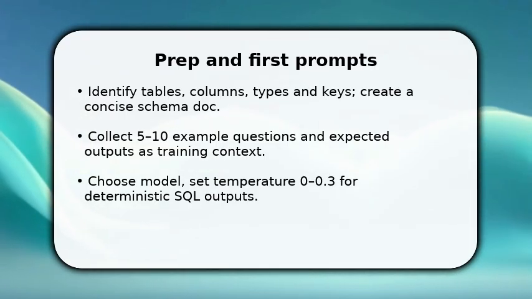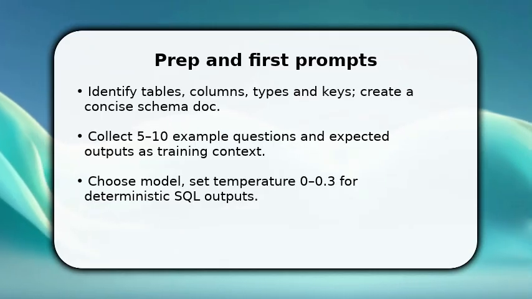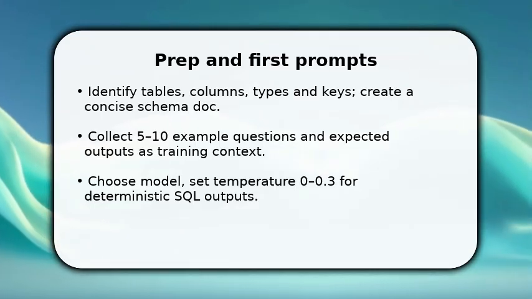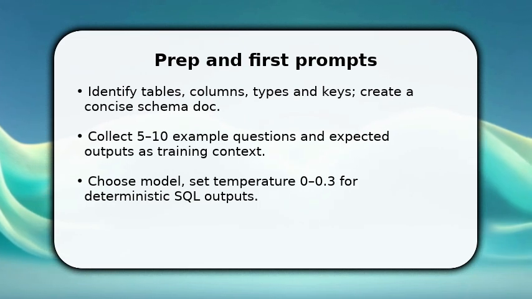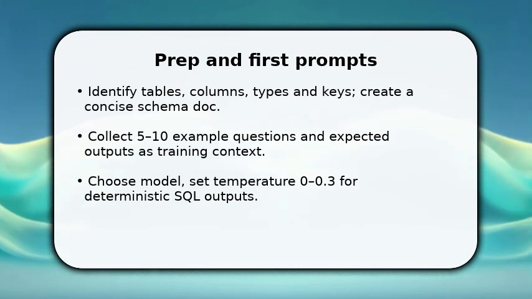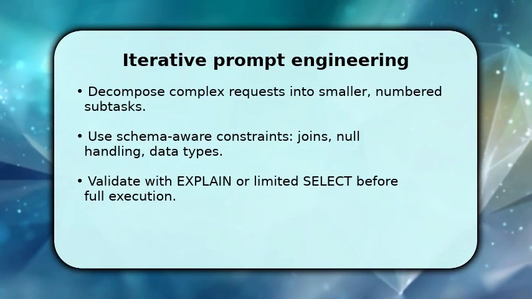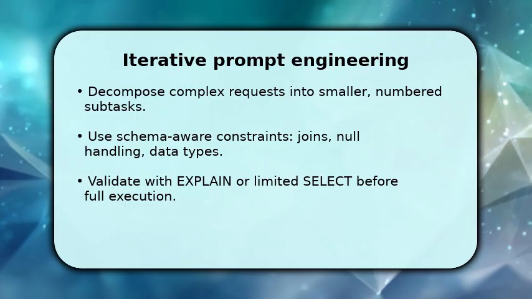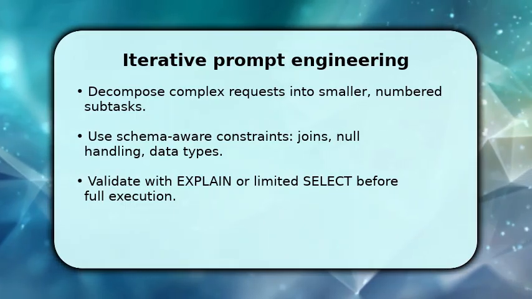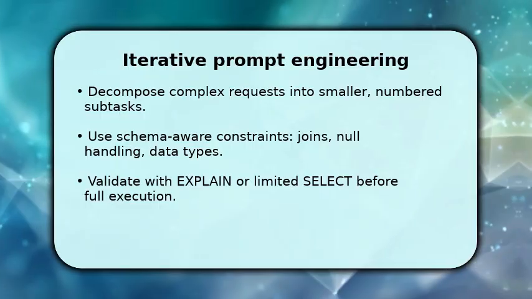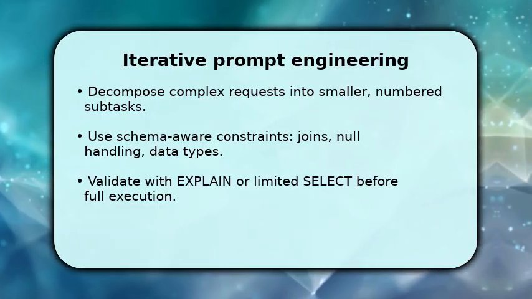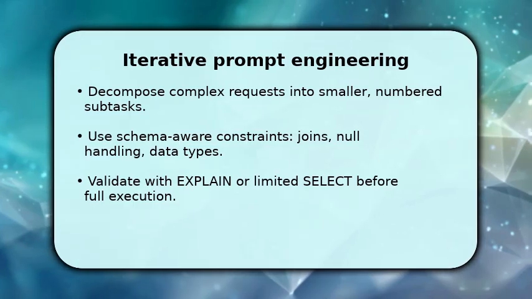Then run a short test prompt against a local sandbox, or explain the desired output format so the model produces parsable rows rather than prose. Now you iterate. Feed the model a progressively richer prompt that includes constraints and expected edge cases. Break complicated asks into numbered steps and ask the AI to output SQL for each step.